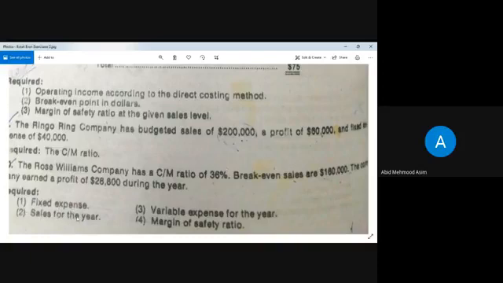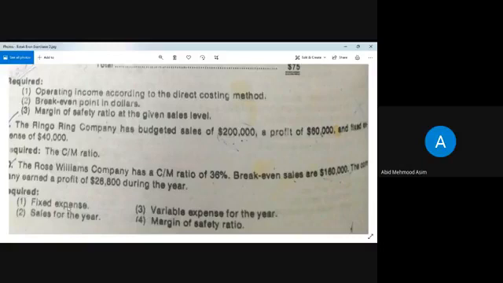You can now easily calculate the sales for the year. Sales means the operation level at which you are earning this 28,800 profit. So you apply the simple formula: sales equals fixed expense plus desired profit divided by contribution margin ratio. So now you have 57,600 fixed cost plus desired profit 28,800. It is 86,400 divided by 0.36, and it would be 2,40,000.